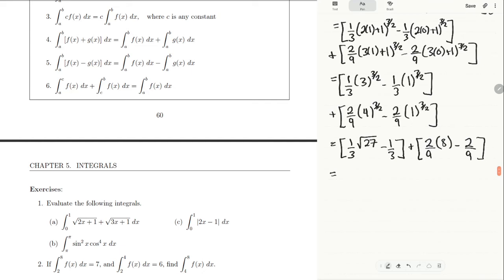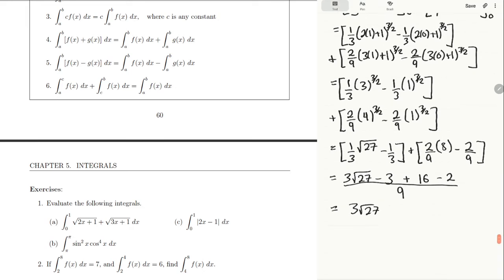So here we can make a common denominator of 9. So that gives us 3 root 27 minus 3 plus 16 minus 2, and this is all over 9. And simplifying, we get 3 root 27 plus 11 all over 9.